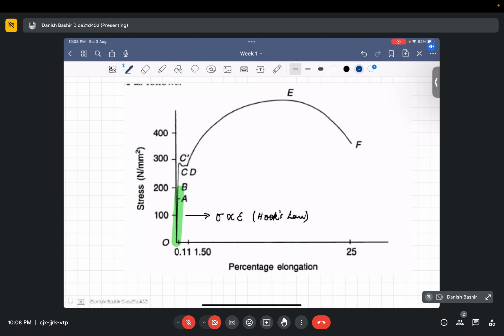When we go a little further, there are names for these points as well. Point A is well known as the limit of proportionality. Stress is directly proportional to strain up to point A. Point B marks the end of the elastic limit.